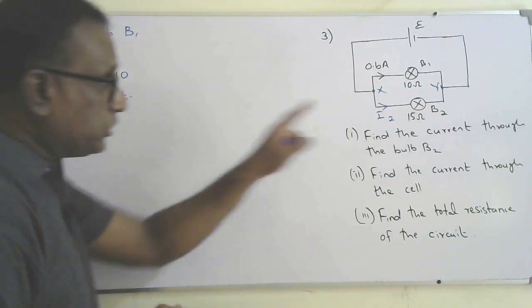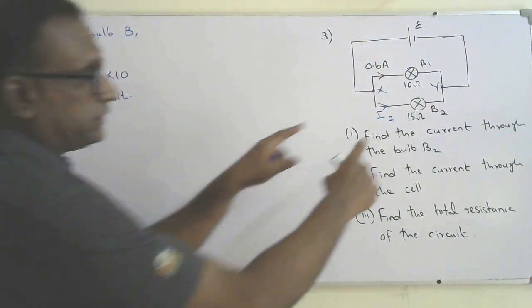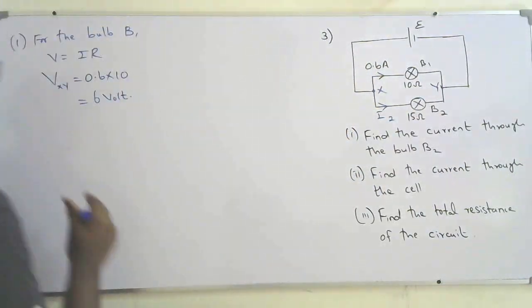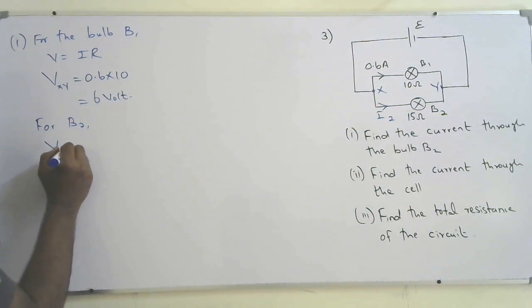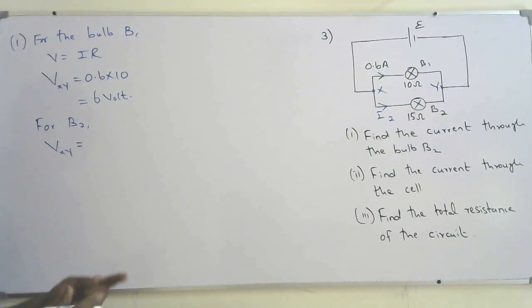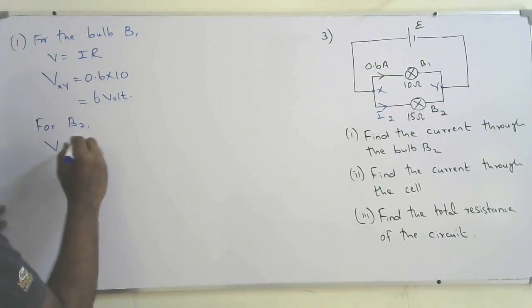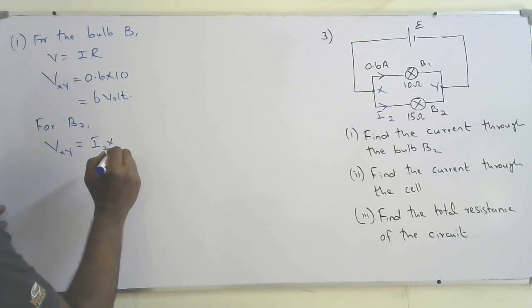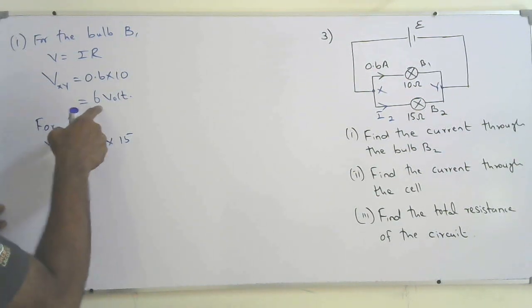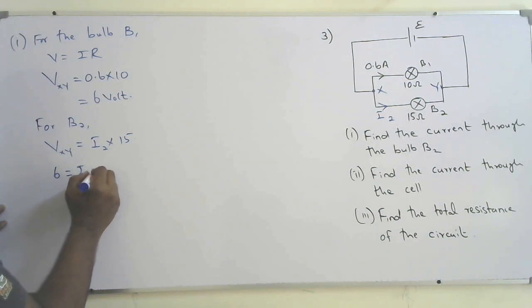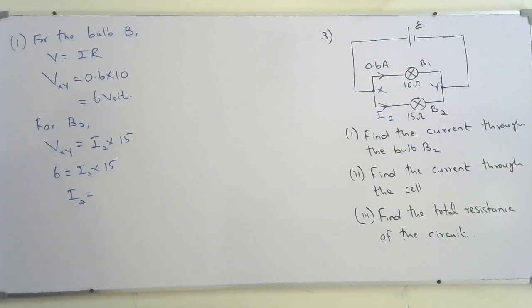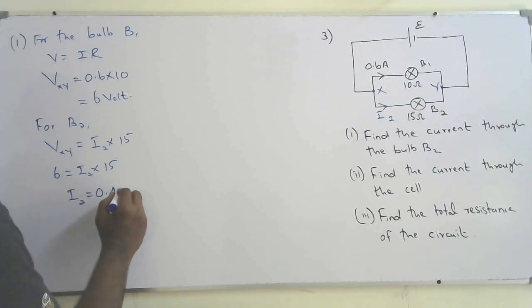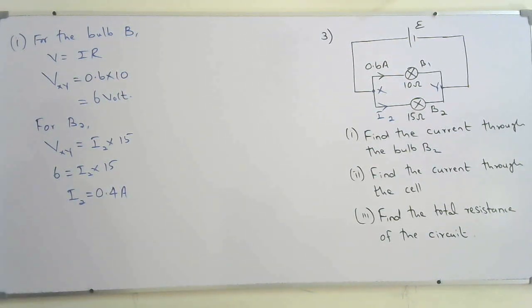So voltage across B2 is also the same voltage, because voltage across B2 is also the voltage across the junction. So for bulb B2, I can use Vxy, because voltage across B2 is the same as voltage across the junction, equal to I2 times its resistance, 15. So Vxy I found it, 6 is equal to I2 into 15. Find the I2. So that will be 0.4 amperes. That's the answer for the first part.